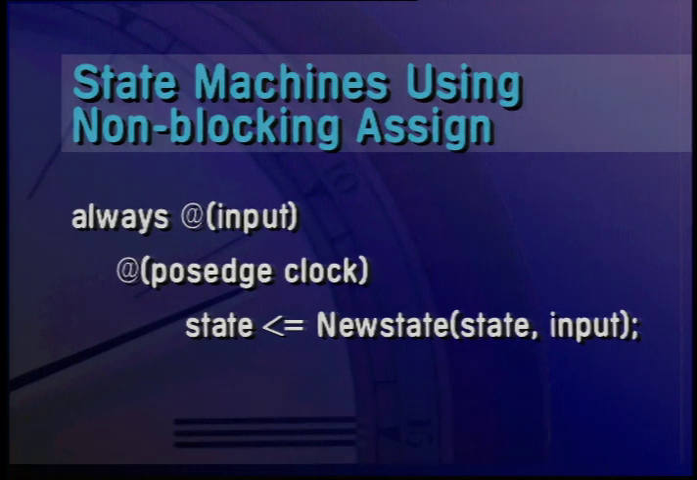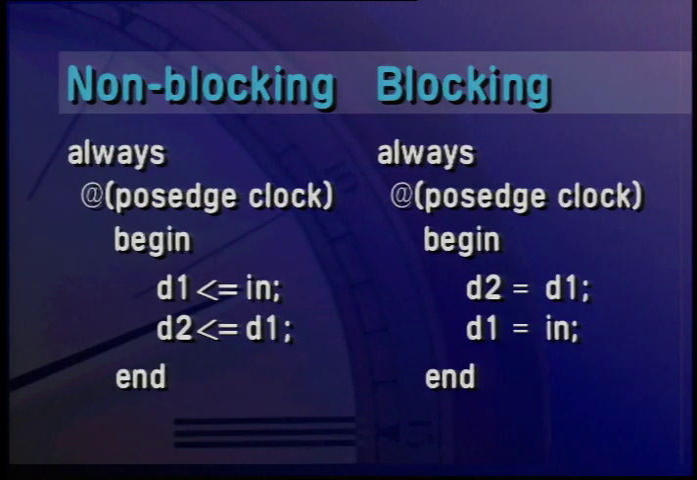However, non-blocking assigns can affect the simulation speed. If you can write a model which uses blocking assigns instead of non-blocking assigns, and you don't have to add another event, it will run faster. In this example, using non-blocking assigns will run almost twice as slow as using blocking assigns.